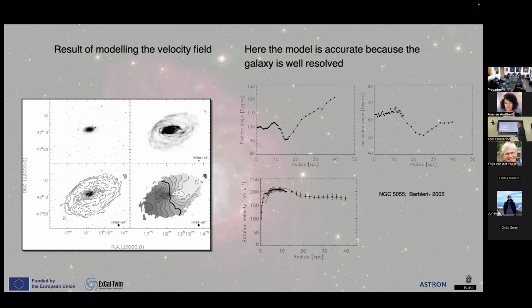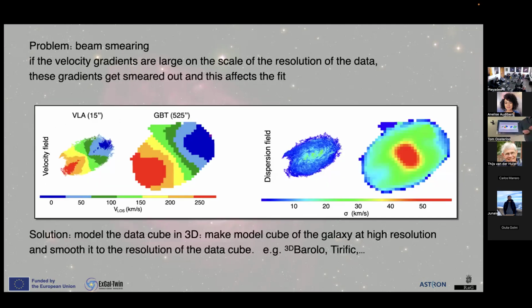And in this case, that works quite well because the galaxy is quite well resolved. And the beam is quite sharp. So we can do it, and this is then what comes out in this case. This is the position angle, inclination, and rotation velocity. You can see that the position angle and the inclination vary with radius, but this is the warp. All fine, this works. However, of course, there is a problem for galaxies that are not well resolved.